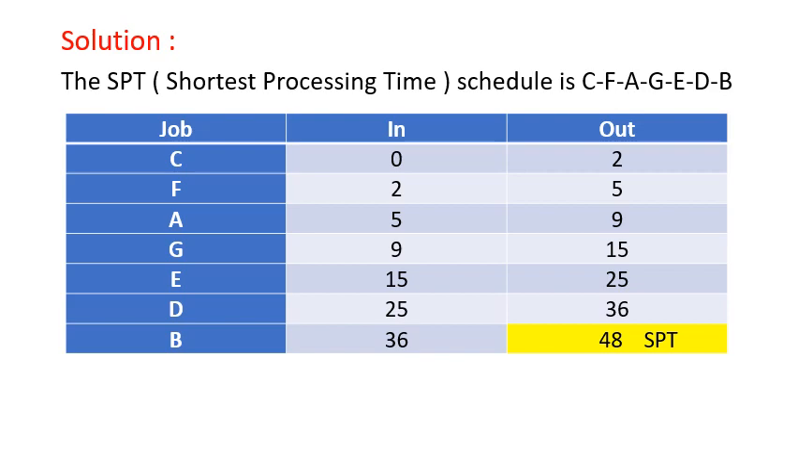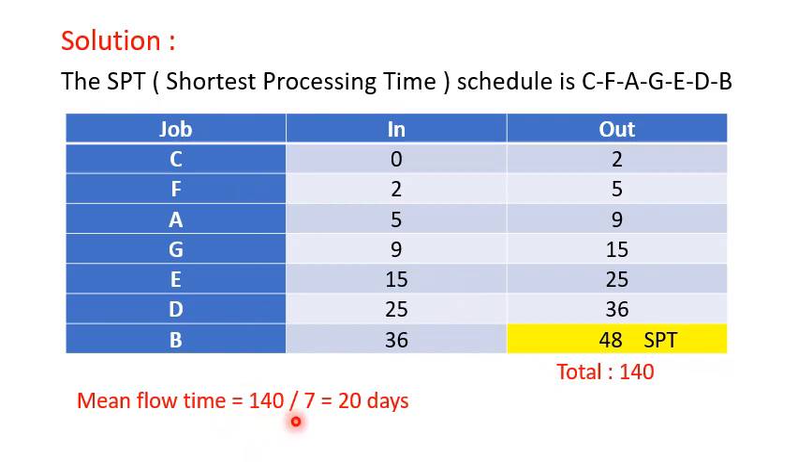flow time, and the mean flow time here will be 140 divided by 7. Similarly, as you have done in the previous problem, when you add up all this, you get 140. 8 plus 6, 14, 19, 24, 33, 38 plus 2, 40. Carry forward 4, 4 plus 4, 8, 11, 13 and 14, 140. And there are 7 jobs, so the mean flow time will be 140 by 7, equal to 20 days.